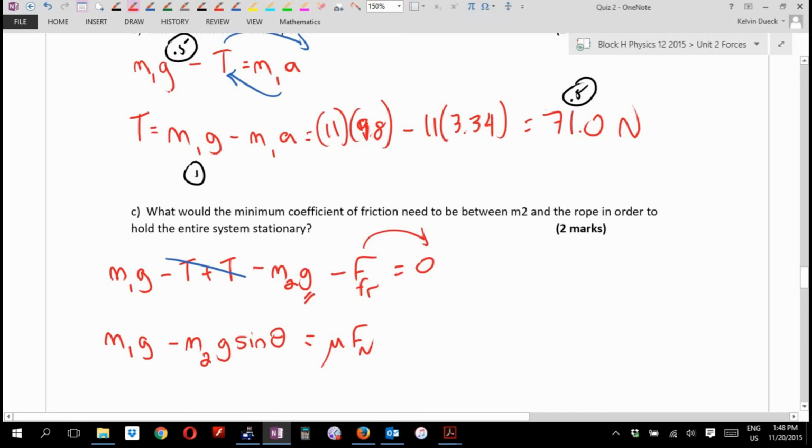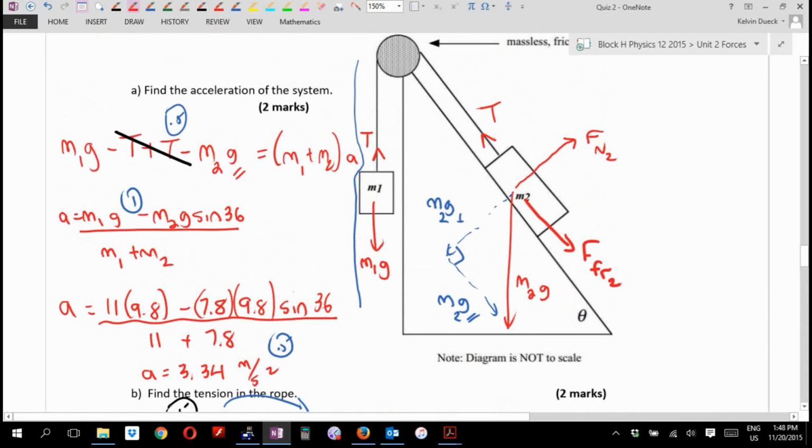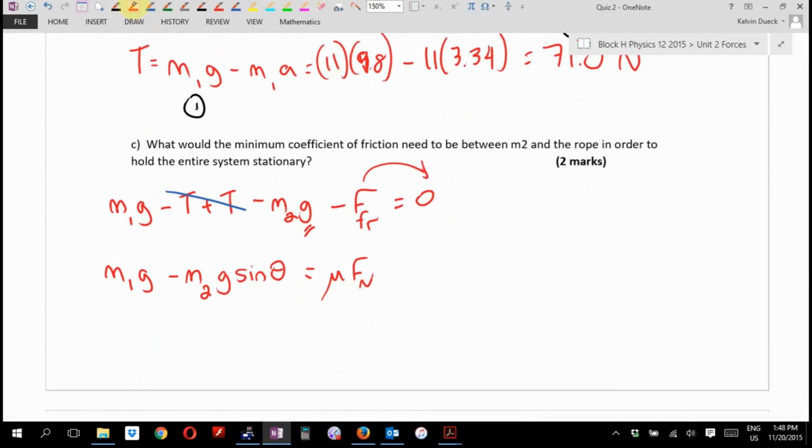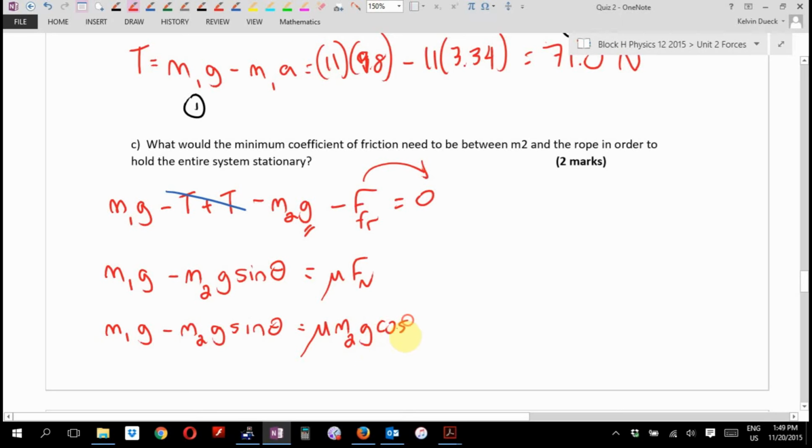I don't know the normal force. Oh, but look. I know another force the same size as the normal force, M2G perpendicular. I'm going to go M1G minus M2G sine theta equals mu M2G cos theta. By the way, is there an M2 in everything? No, you might be tempted to cancel out the mass because you might see an M in everything, but one's a mass 1, the others are mass 2s, so they don't.